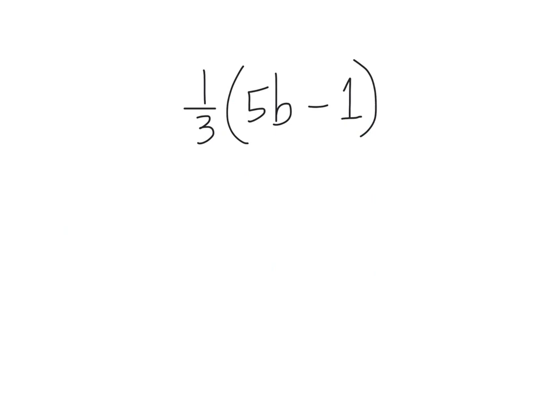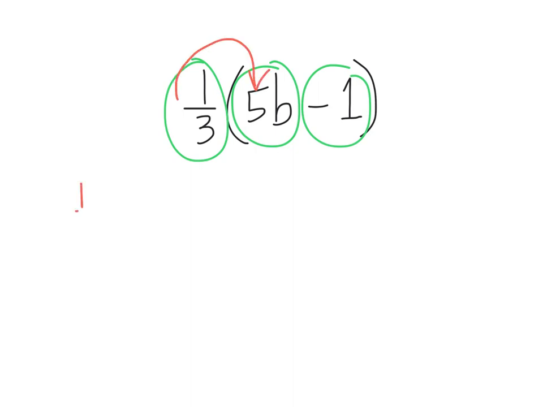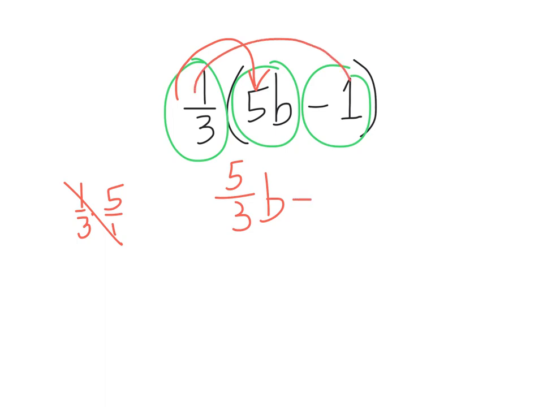Okay, let's recognize what we have. We have a 1/3, 5b, negative 1. 1/3 times 5, that's 1/3 times 5 over 1. Cancels out. That's 5 over 3b. 1/3 times a negative 1. It's going to be a negative answer, and it's going to be 1/3 times 1 over 1. Cancels out. That'll be 1/3.